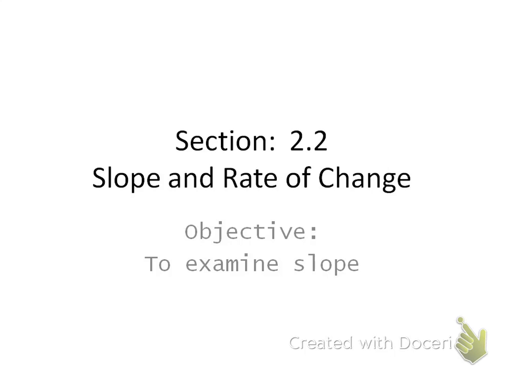Today we're going to do the second section of chapter 2. It's all about slope and rate of change. Our objective or our goal for today is to examine slope. Like was brought up earlier, a lot of this I'm sure you've already seen. We'll go in a little bit more depth than you've done in the past, but this should all look very familiar.